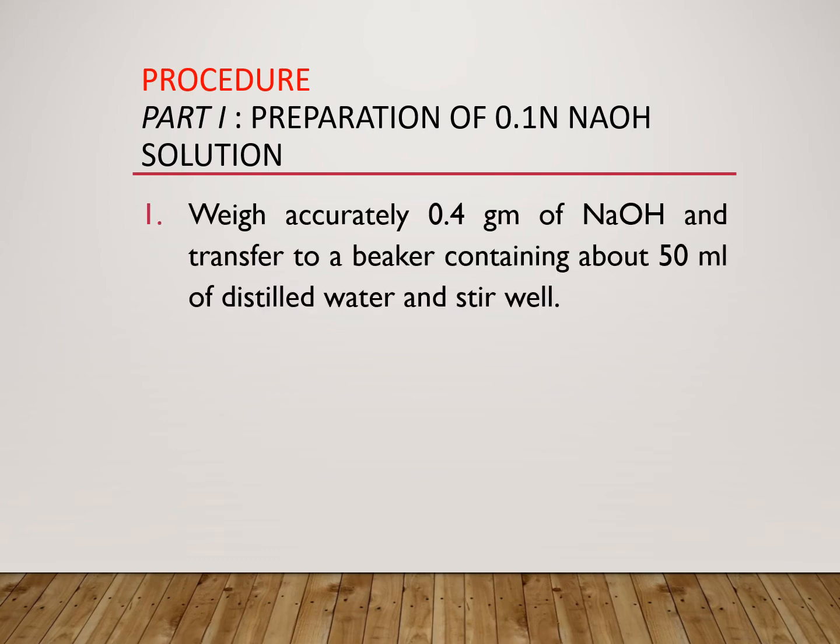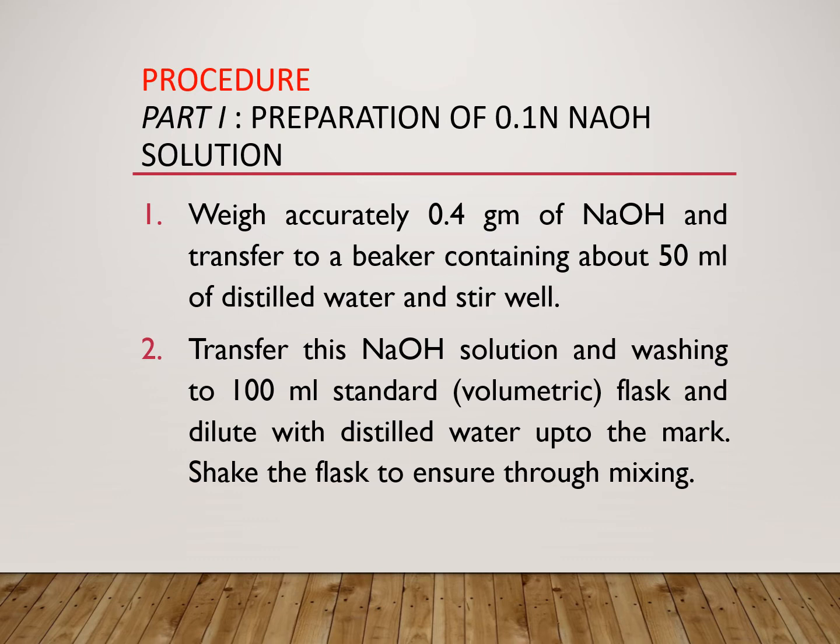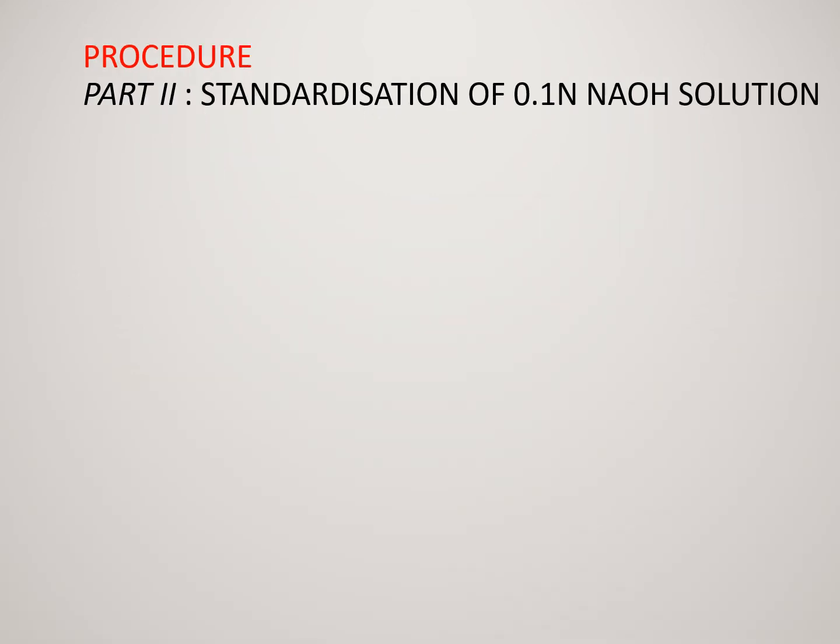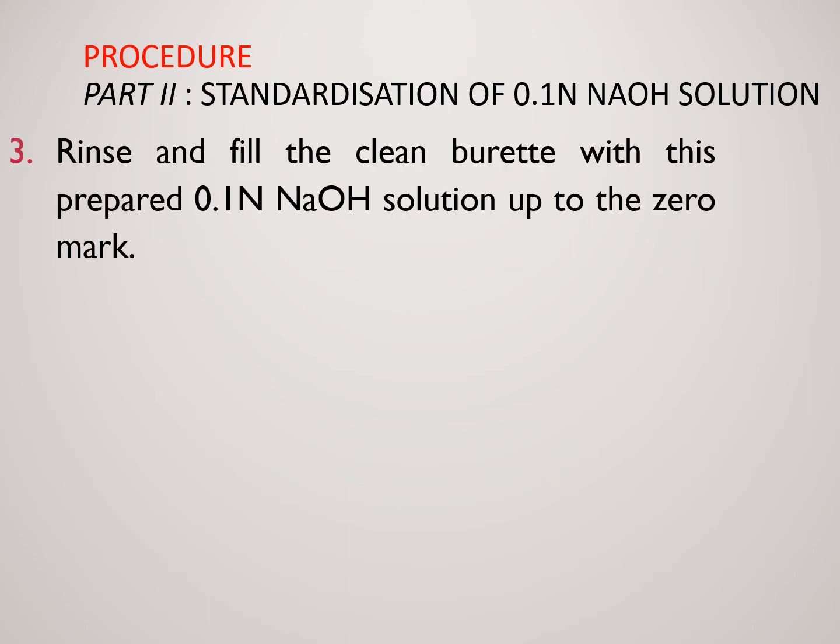Weigh accurately 0.4 gram of NaOH and transfer to a beaker containing about 50 ml of distilled water and stir well. Transfer this NaOH solution and washings to a 100 ml standard flask and dilute with distilled water up to the mark. Shake the flask for thorough mixing. In the second part, standardization of 0.1 normal NaOH solution.